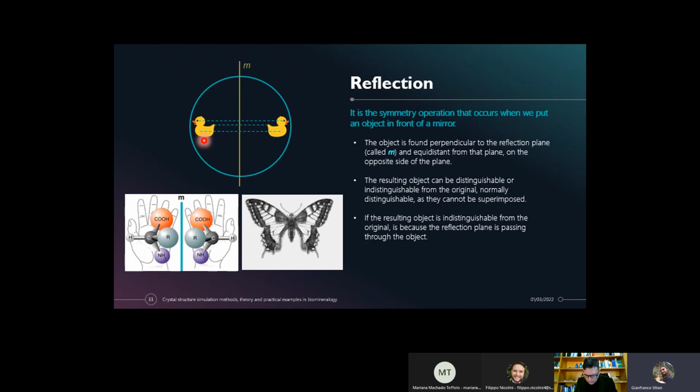It means that we cannot overlap the two objects. For example, these two ducks cannot be overlapped. In this case, the objects are distinguishable. So we may have racemic solutions of two chiral molecules. If the object is indistinguishable after applying the mirror plane, it means that the mirror plane passes through the object. This is typical of crystals.